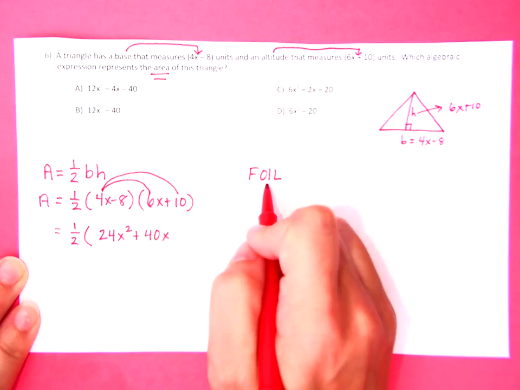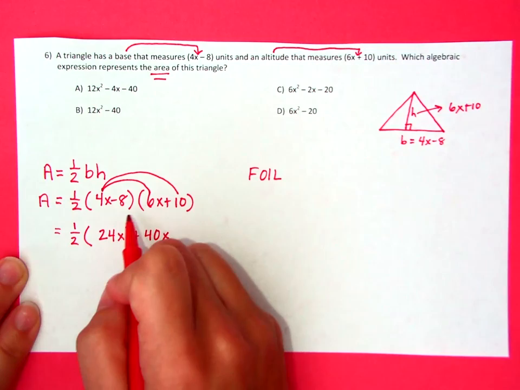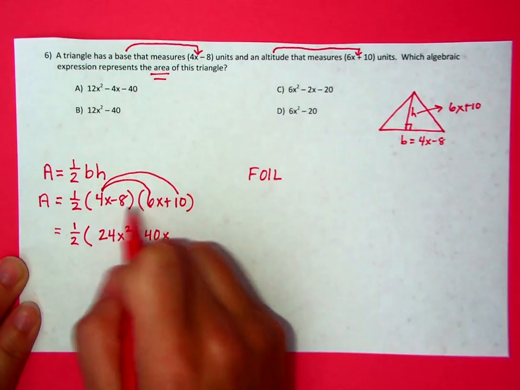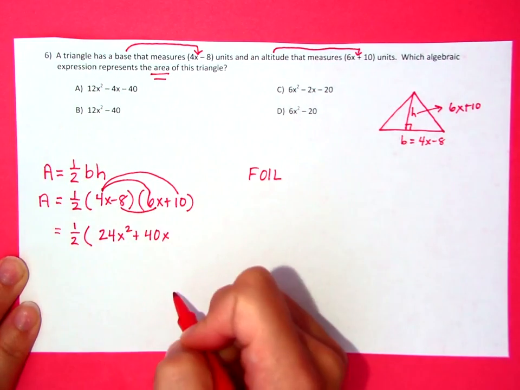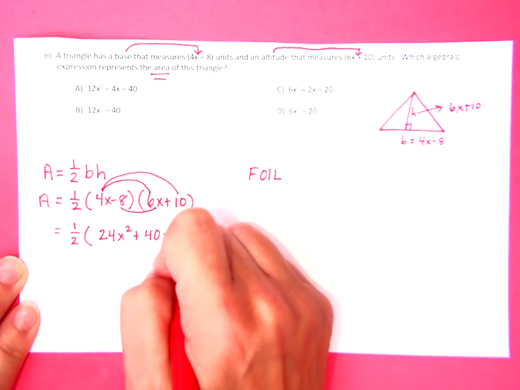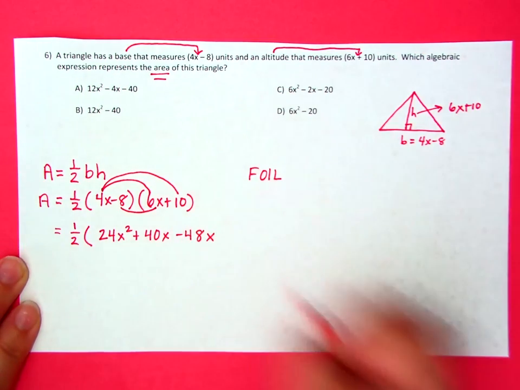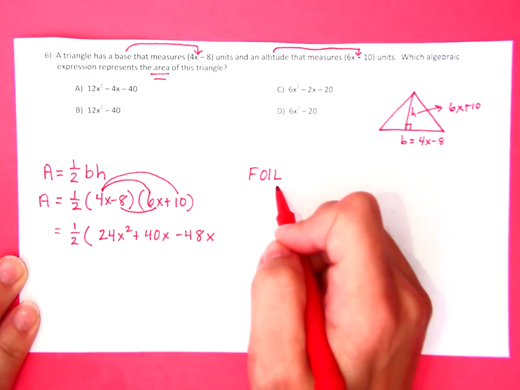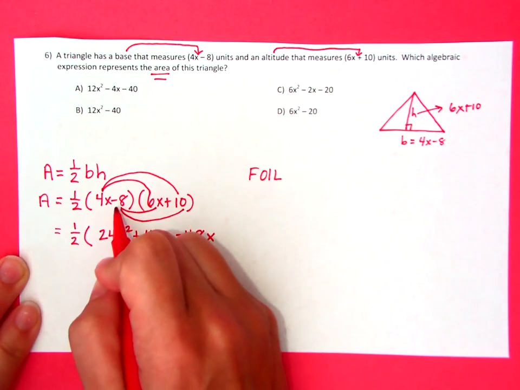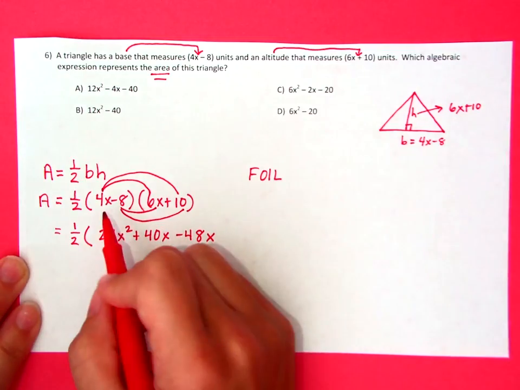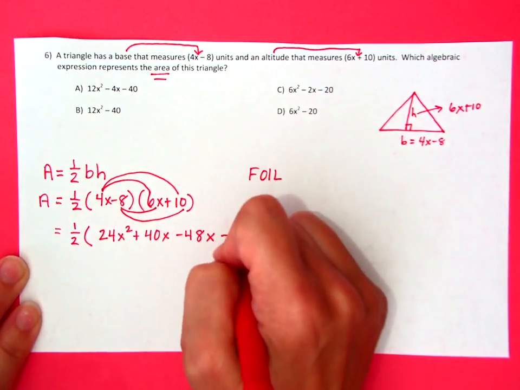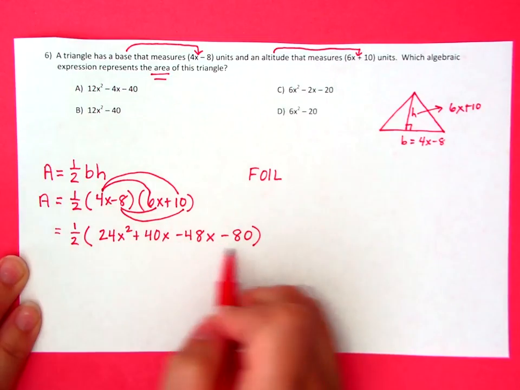The next thing we want to do is the inside. So we want the inner terms here. They're inside the parentheses, kind of the ones that are touching each other. So it would be this -8 and the 6x. So -8 times 6 is -48 with an x. And then the ones that are in the last position of each of these parentheses, which would be -8 times this 10. -8 times 10 would be -80. So that's this whole thing FOILed out.